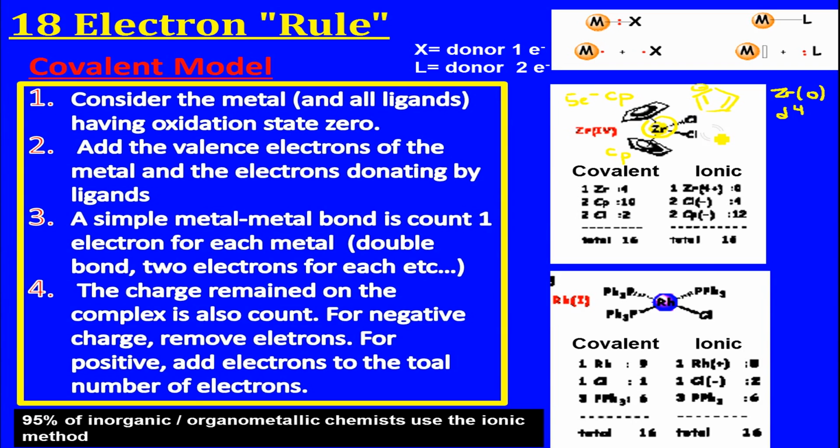Cl is a 1 electron donor. So in this case, we have 4 electrons from zirconium 0. We have 2 Cl, so we have 2 electrons. We have 2 Cp, which implies 2 times 5 equals 10 electrons. So the complex is 10 plus 2 plus 4, the complex is 16 electrons.